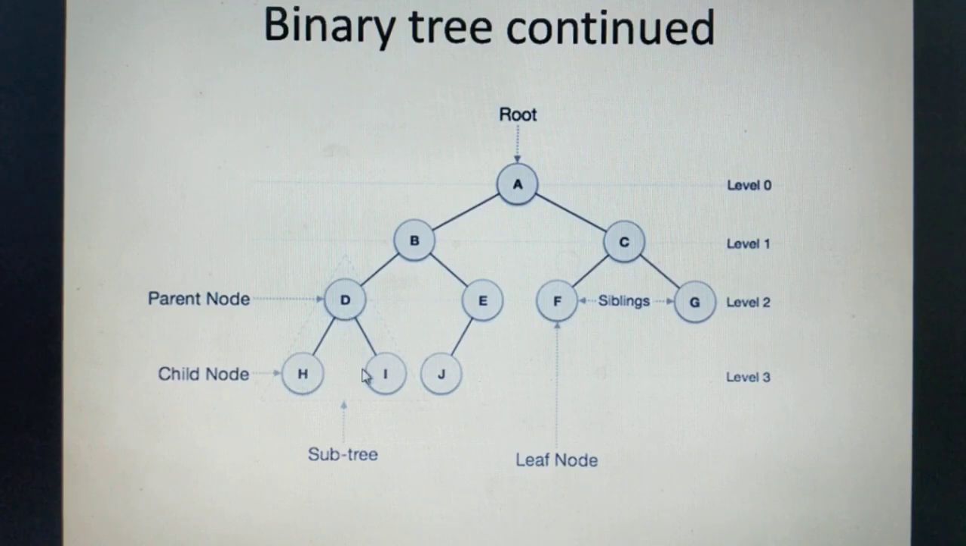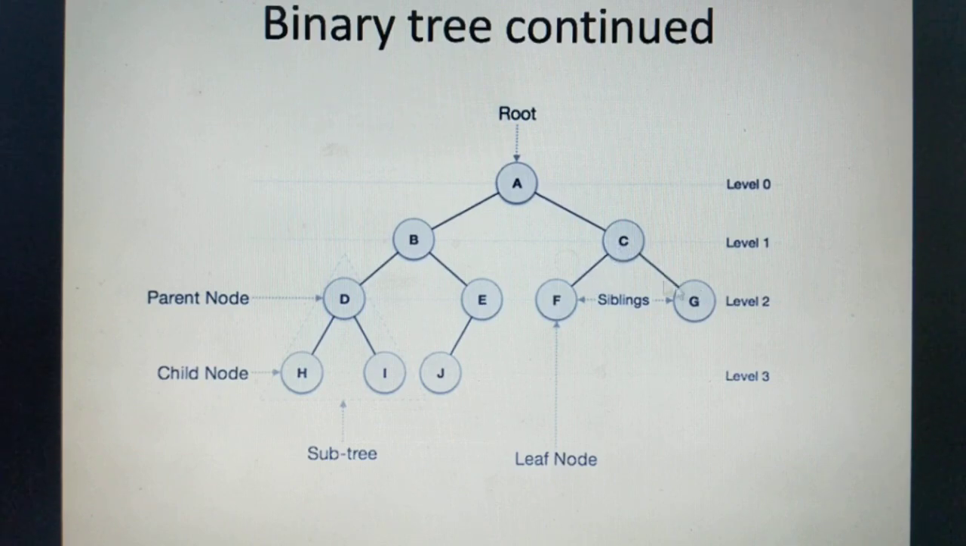Now H and I are called child nodes, and the parent of H and I is D, which is called the parent node. This itself forms the structure called a subtree. Next definition we can take up is F and G. F and G are child nodes of the parent node C. F and G are related as siblings. If you observe, F doesn't have any further child node, so this is the last node of this particular parent node, hence it is called a leaf node.